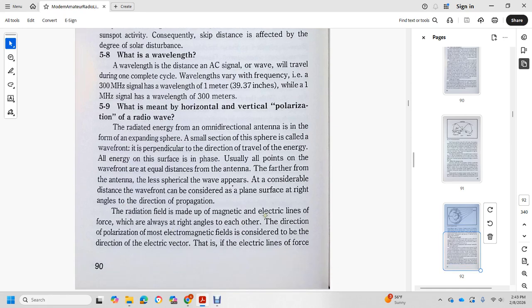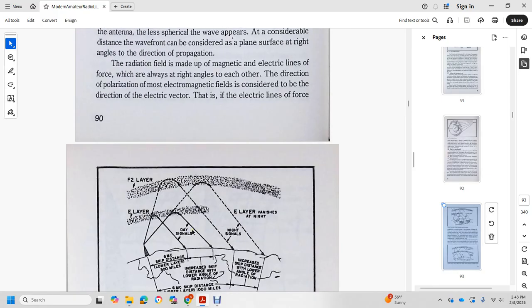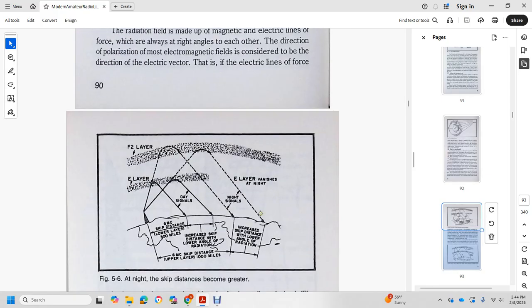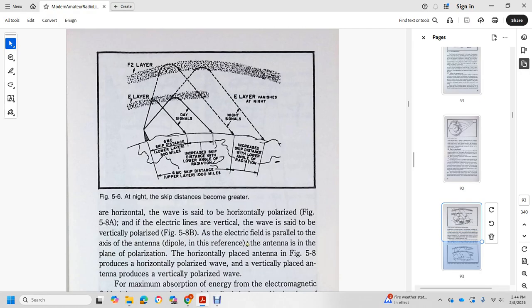A radiation field is made up of magnetic and electrical lines of force, always at right angles to each other. The direction of polarization of an electromagnetic field is considered to be the direction of the electric vector, the electrical lines of force. The figure shows the F2 and E layers, which vanish at night: daytime signals versus nighttime signals, a 6 mile skip distance for the lower layer, increased distance with lower angle radiation, and the upper layer at 100.